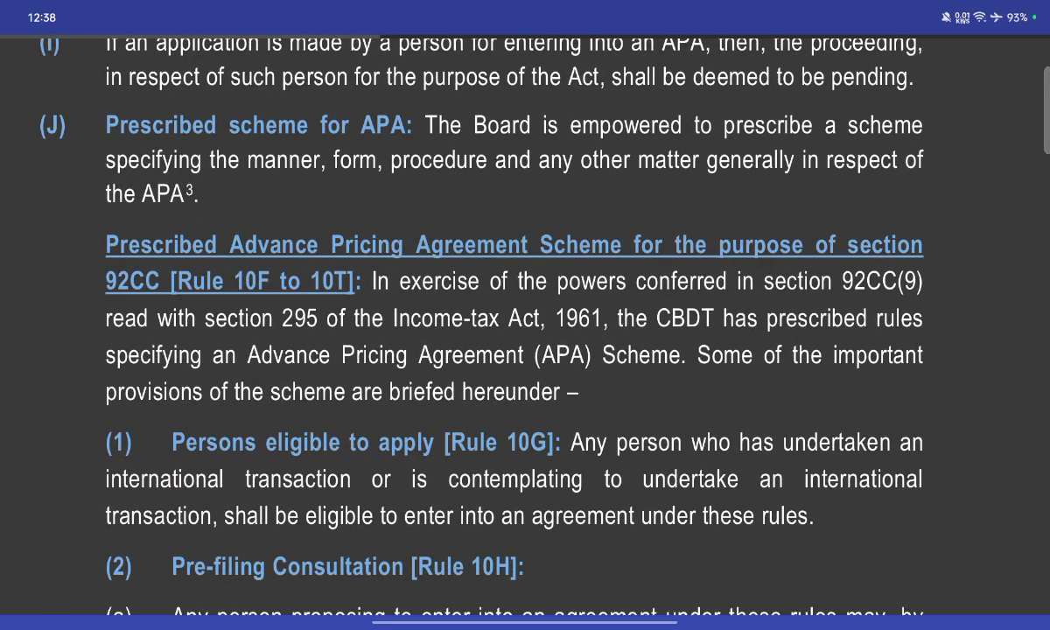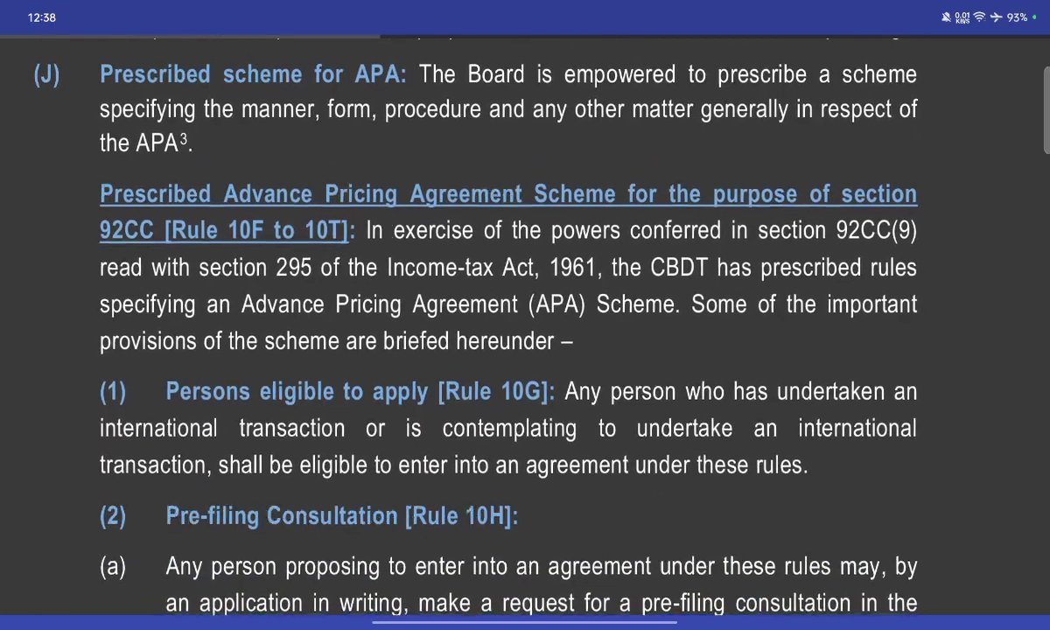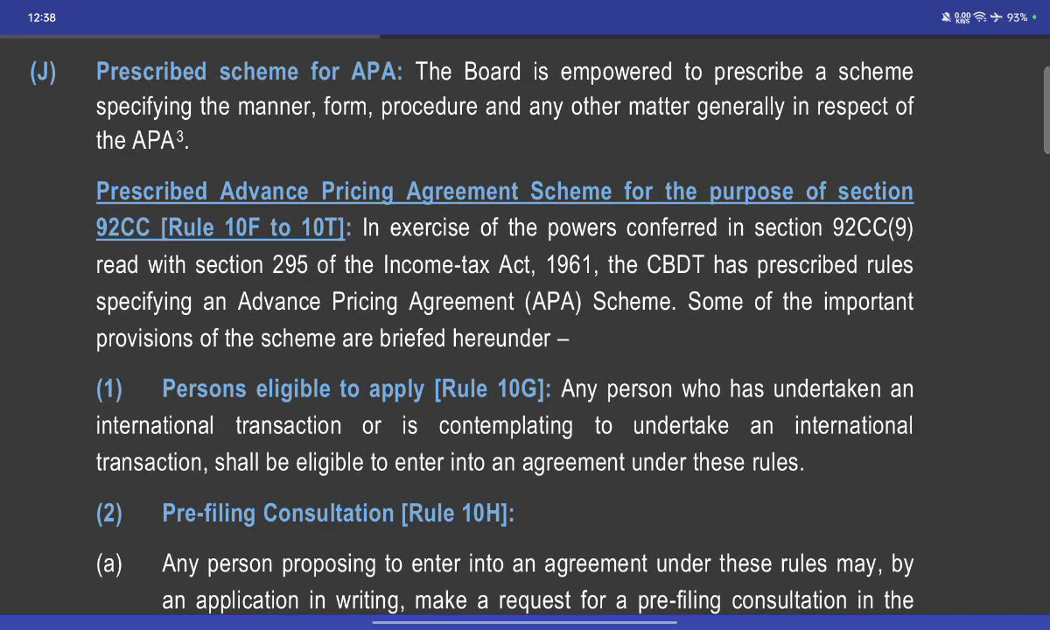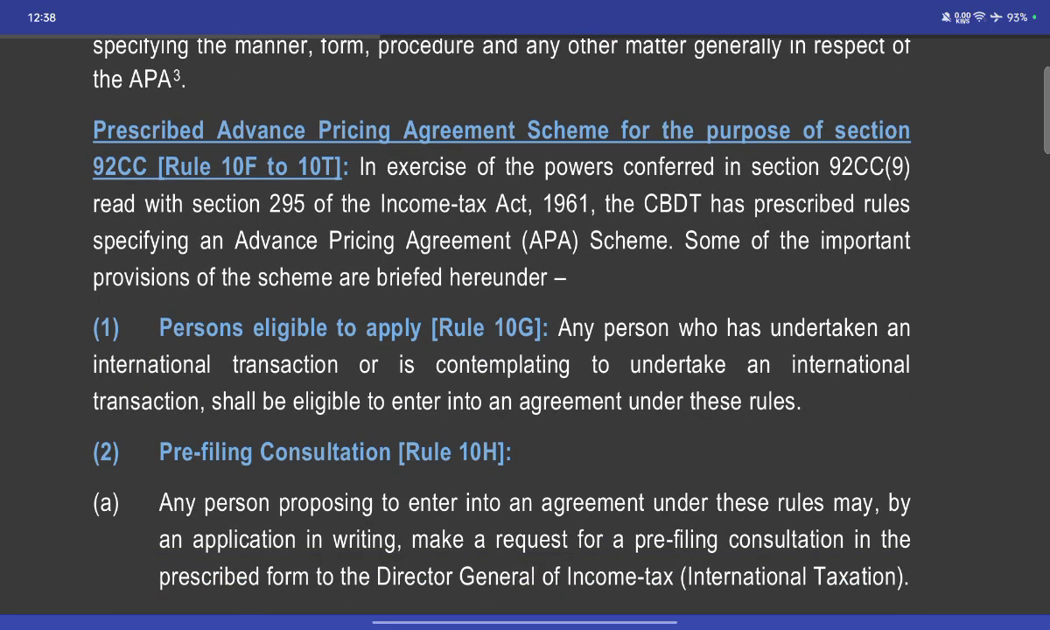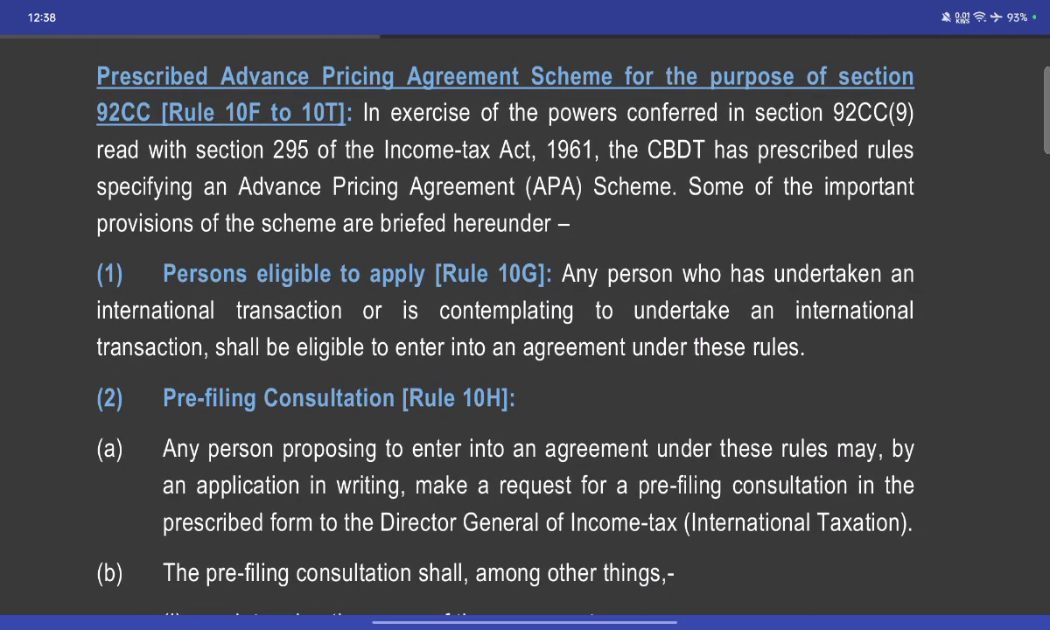Prescribed scheme of the APA. The Code empowers the Board to prescribe a scheme, satisfying the manner prescribed, and any other general respects of the APA. Prescribe advance pricing agreement scheme for the purpose of section 90CC. Exercising the power conferred by section 90CC, read with rule 295 of the Income Tax Act 1961, CBDT has prescribed rules to specify the advance pricing agreement APA schemes.